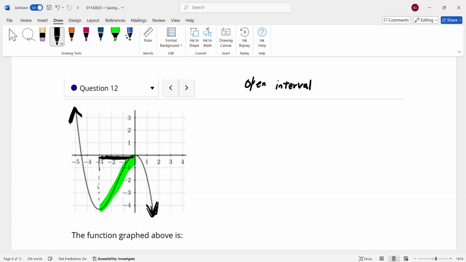From here to here. This point has x value -3, and this point has x value 0. Don't forget to put the parentheses to indicate that it's an open interval. When we talk about a function increasing or decreasing, we use open intervals only. Is that clear, guys? I think once we practice a couple, you will not get confused by this type of problem.